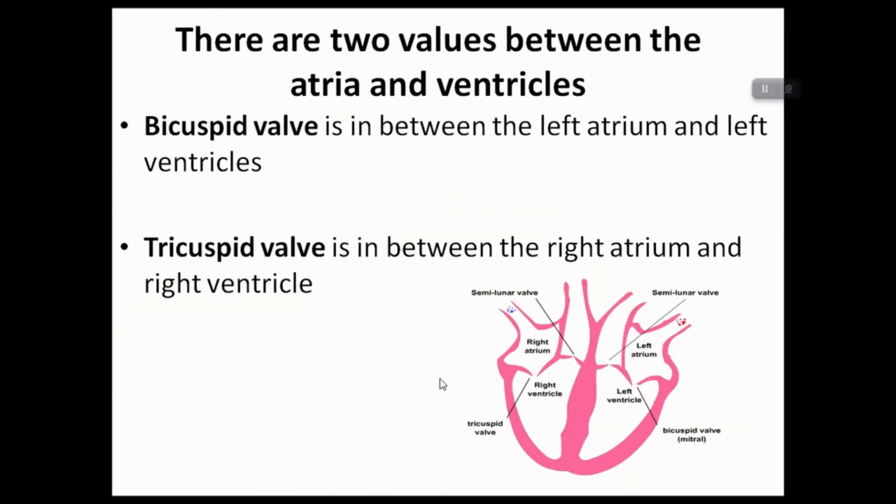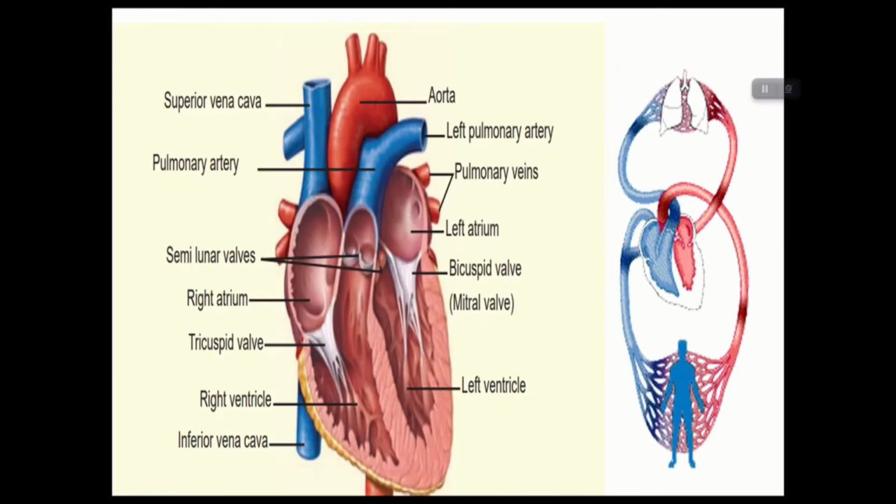Okay, now we will go through this diagram again. We'll see, there are four chambers of the heart: right atrium, left atrium, left ventricle, right ventricle. There's a valve called, what is this valve? Bicuspid valve, in between left atrium and left ventricle. Then you find the tricuspid valve in between right atrium and right ventricle. Now we have already learned about arteries. What are the arteries?